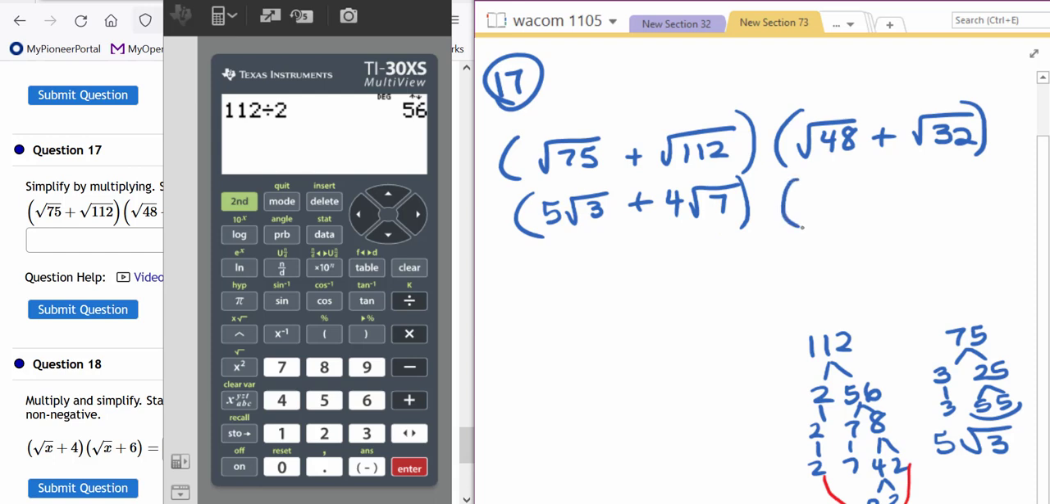Right, let's see, 48. I see 8 times 6, and 8 is 2 and 4, and 6 is 2 and 3, and that 4 is going to keep going. So just be careful if you don't bring them all down. All right, so groups of 2, there's one group and another group. So a 2 and a 2 outside gives us a 4 outside. Square root of 3.